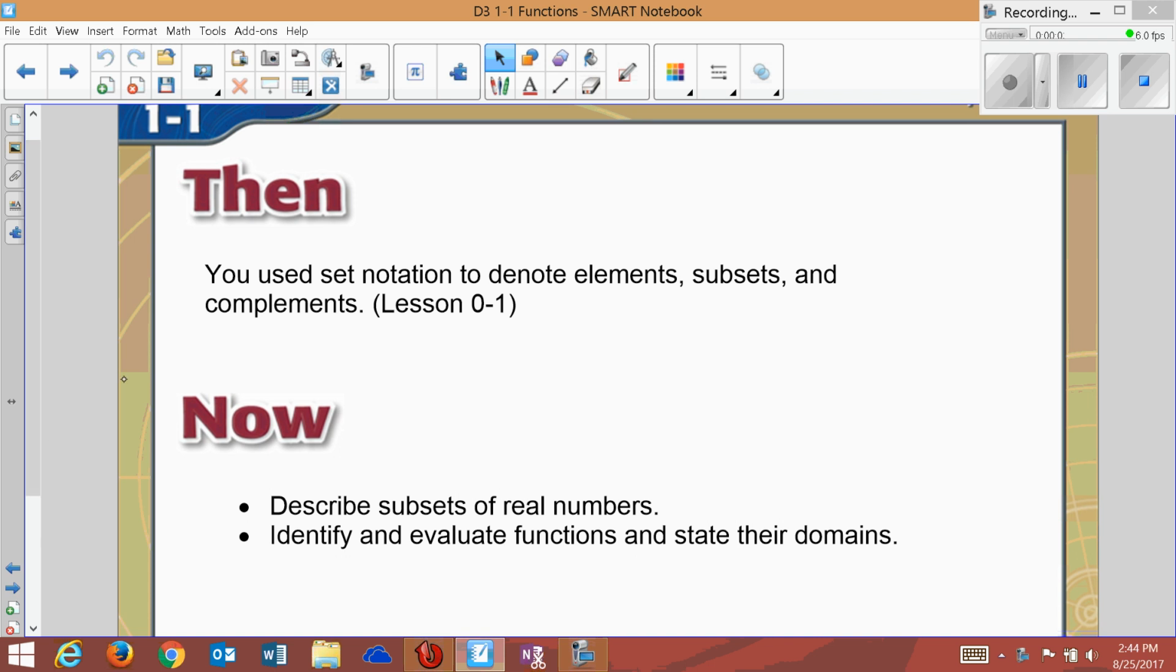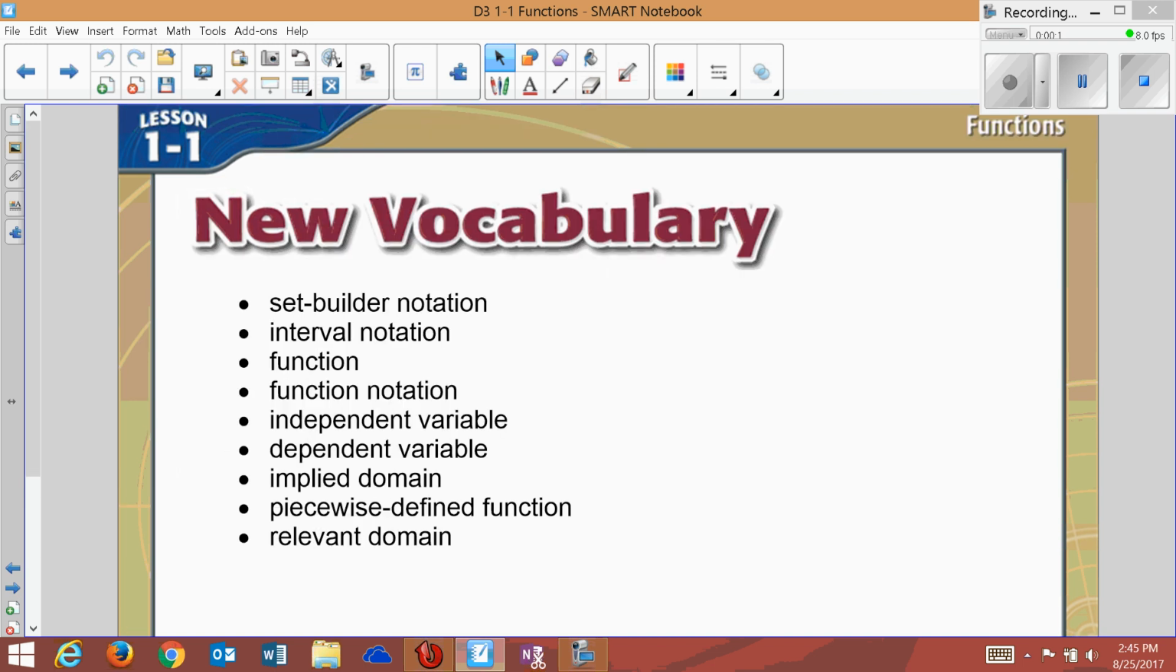Today we're going to be looking at functions. Specifically, we're going to talk about subsets of functions and real numbers and identify and evaluate functions and state their domain. Some key vocabulary that might not be totally familiar.